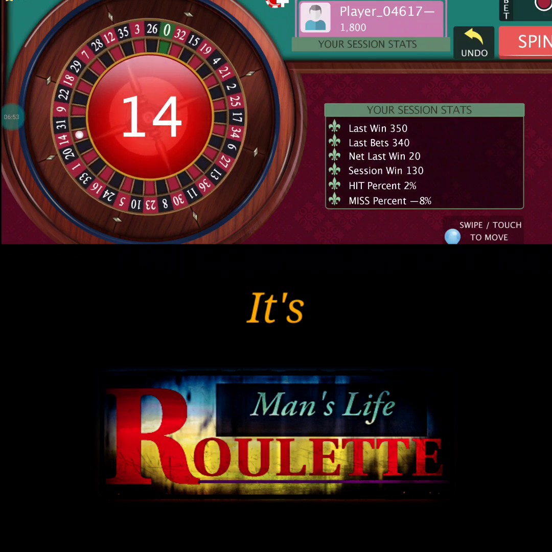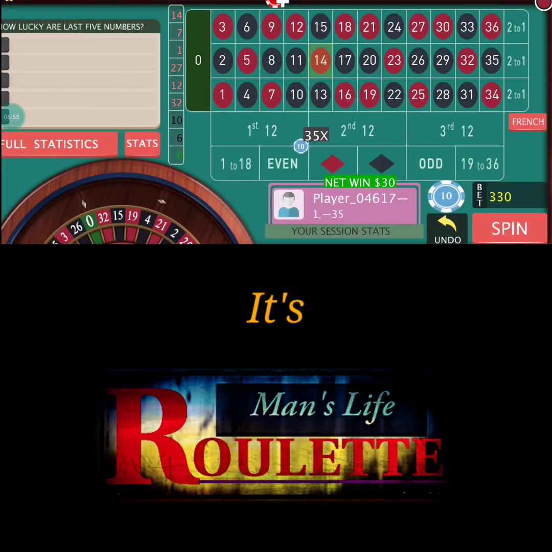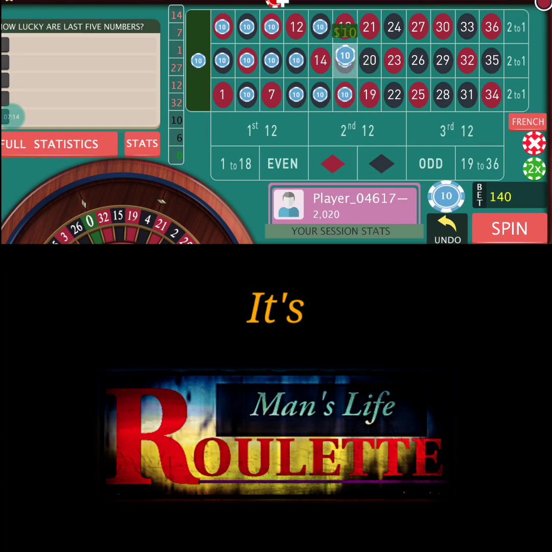It's number 14. So now it's time to leave number 14 also. So I have to leave number 1, number 7, number 14, number 27 and number 12. I have left number 14 here, and the next number I should leave is number 27. If I win this spin, then I will achieve the target again.